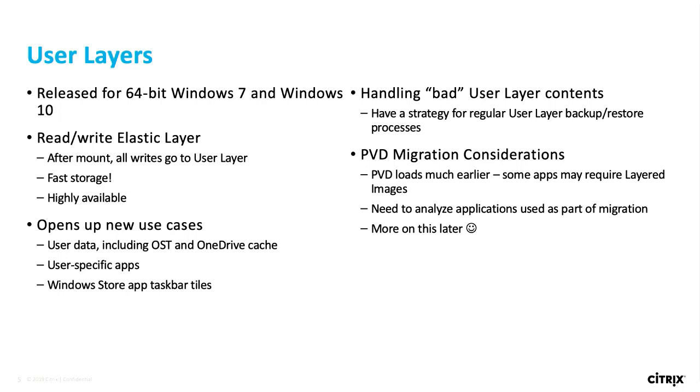So again, that actually then ties into the next piece, which for those of you who have used PVD in the past and maybe are still on it, you're going to need to get off it soon. So user layer is one possible approach that you can take as part of that. The key thing to note, though, is that PVD loads much earlier in the stack. So some apps that a user had previously installed within their PVD, in the app layering world, you may actually need to create a layer for that application and then fork that out as a separate layered image there. So another key point there is just that make sure that you're analyzing the applications that you're using as part of this migration.